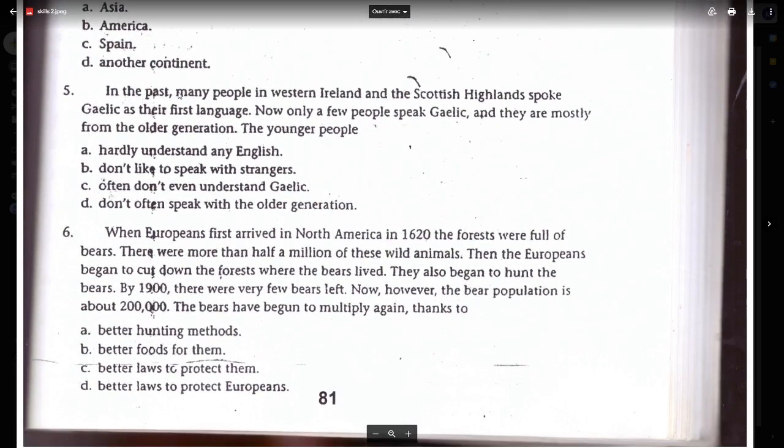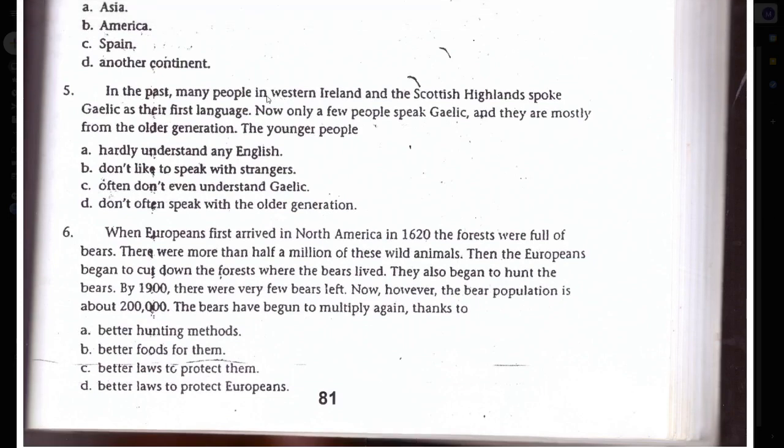In the past, many people in Western Ireland and the Scottish Highlands spoke Gaelic as their first language. Now, only a few people speak Gaelic, and they are mostly from the older generation. The younger people often don't even understand Gaelic.